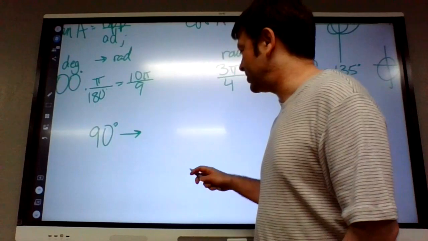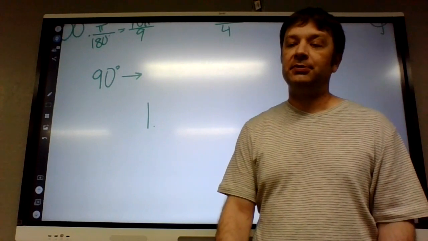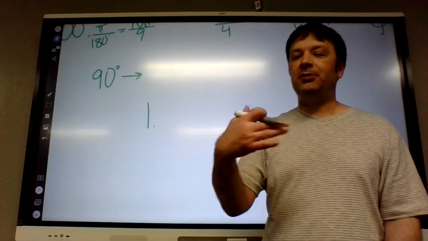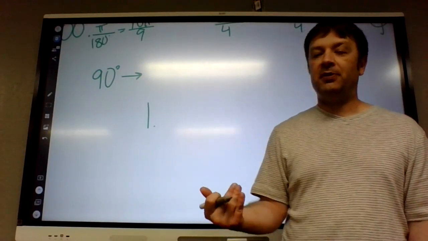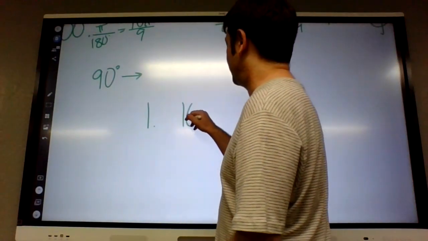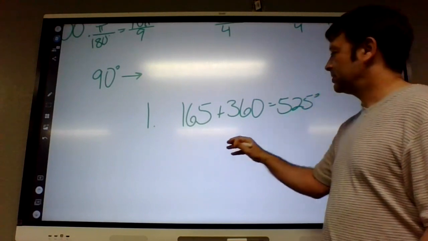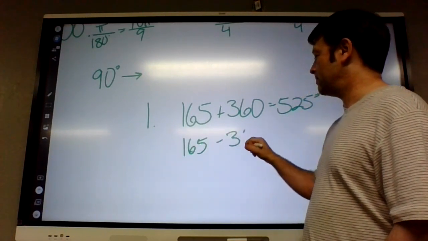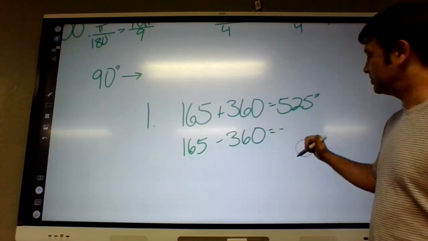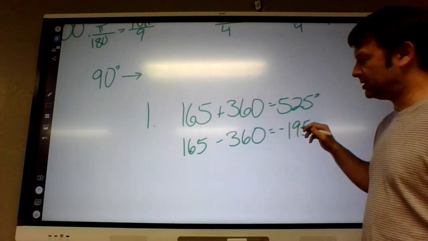Number one. So the question is, how do we find a positive and negative coterminal angle? Go back and forth 360. Yeah, plus 360. You could do it more than once also, but plus 360 would normally give you a positive, and minus 360 would give you a negative. So 165 plus 360 is 525, and 165 minus 360 is negative 195. Yeah, I wrote the right one down.